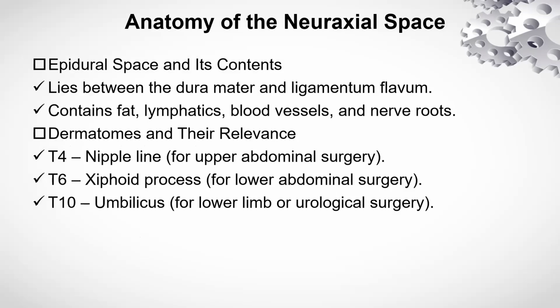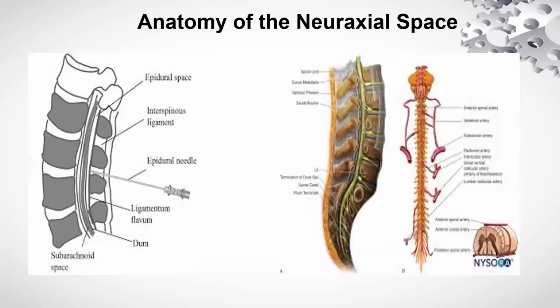Okay, so the epidural space lies between the dura mater and the ligamentum flavum. It contains fat, lymphatics, blood vessels, and nerve roots. And the dermatomes we are familiar with. So this is just a diagram of the anatomy of the neuraxial space.